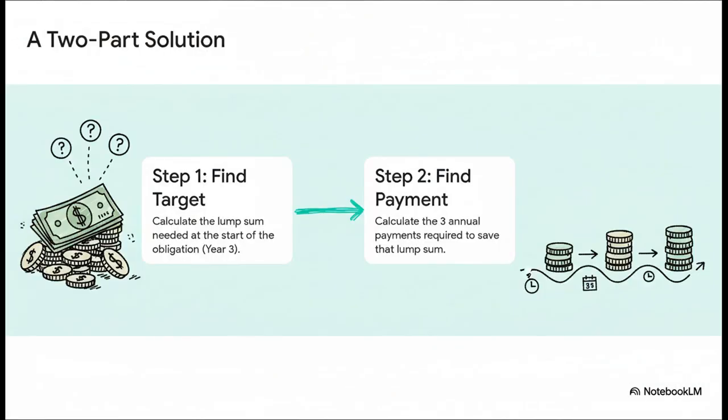The only way to tackle a problem like this is to break it down. We're gonna do this in 2 parts. First, we have to figure out the total pile of money we'll need 3 years from now. That's step 1. Then, once we have that target number, we can work backwards to calculate the annual payments needed to get there. That's step 2.